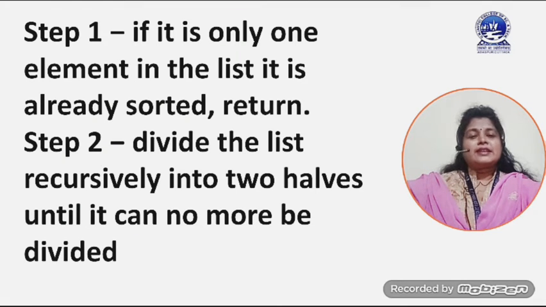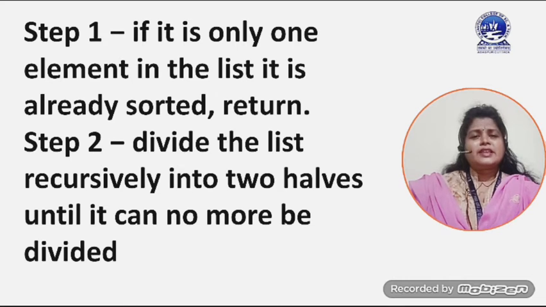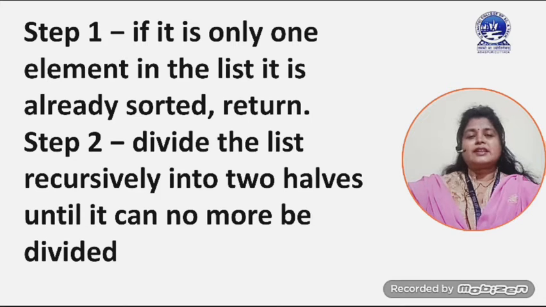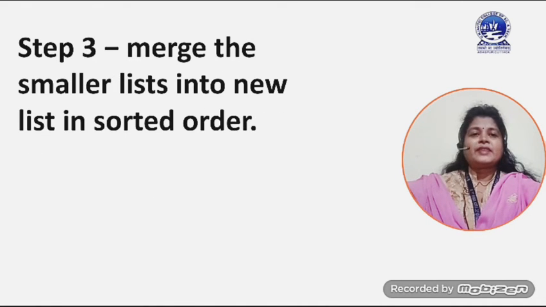Now we will discuss implementing divide and conquer and recursion in merge sort. The algorithm may be represented in a very simple manner. First step, if there is only one element in the list, it is already sorted, return. Step 2, divide the list recursively into two halves until it can no more be divided. And step 3, merge the smaller lists into a new list in sorted order. Actually, we know that we can represent an algorithm in a number of ways. An algorithm is nothing but a representation of logic, so here I have just represented the logic in a very simple way.